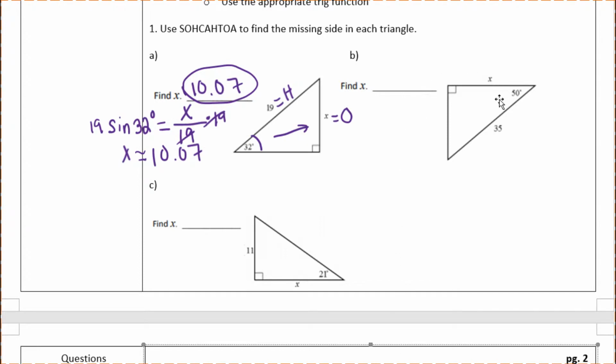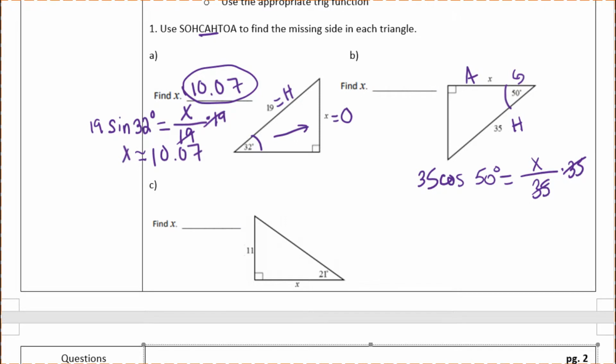So let's look at the next one. So here we have the angle is 50 degrees. Looks like we have the adjacent side, the side that is next to it, and we have the hypotenuse, right? So we're going to be using the cosine, which is adjacent over hypotenuse. So we have cosine of 50 degrees equals adjacent, which is x, over hypotenuse, which is 35. So it looks like we got to times 35 on both sides to solve, and then that's x.